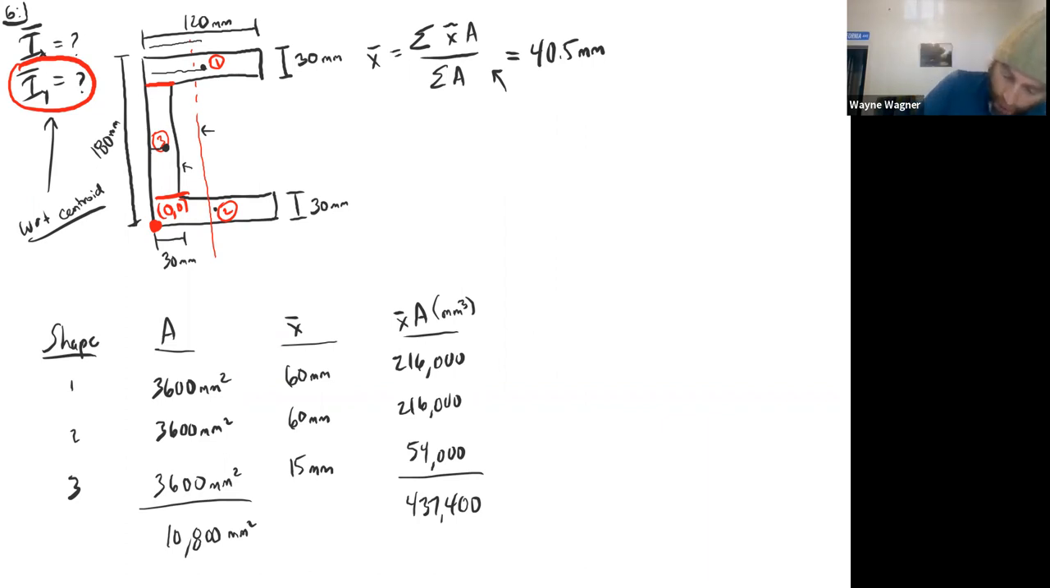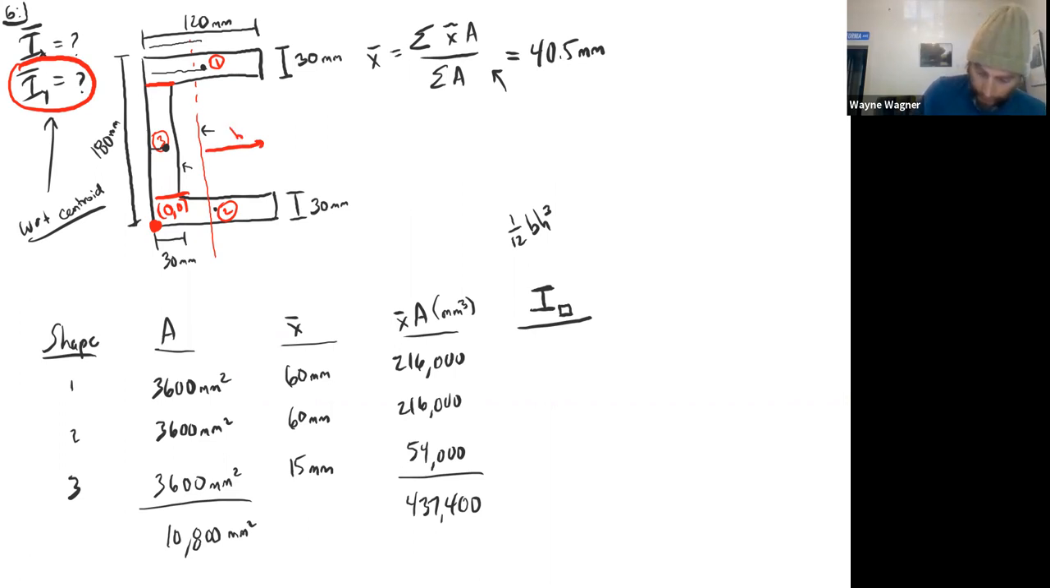Okay, so now I want to do the I for all these shapes. These are rectangles, and so what we're going to do is just look up in the back of the book, and for a rectangle, that's 1/12 base times height cubed. Where we want to remember our height is going away from that axis. In this case, our heights are stretching in this direction.